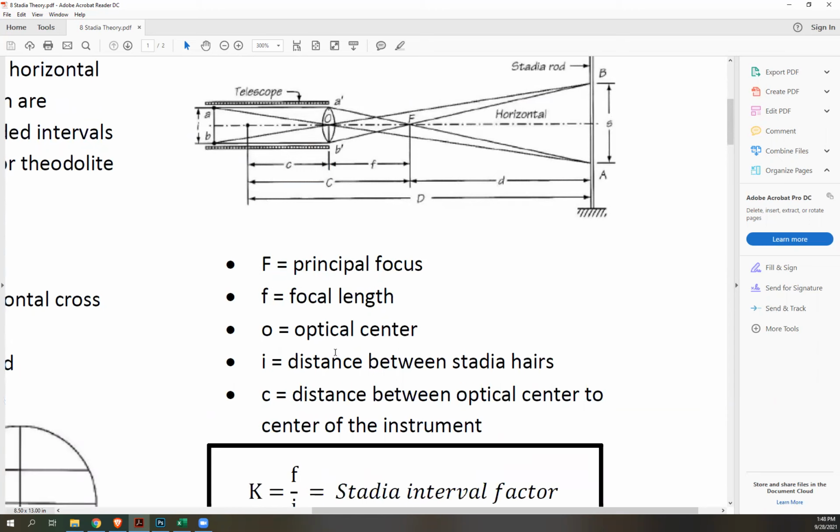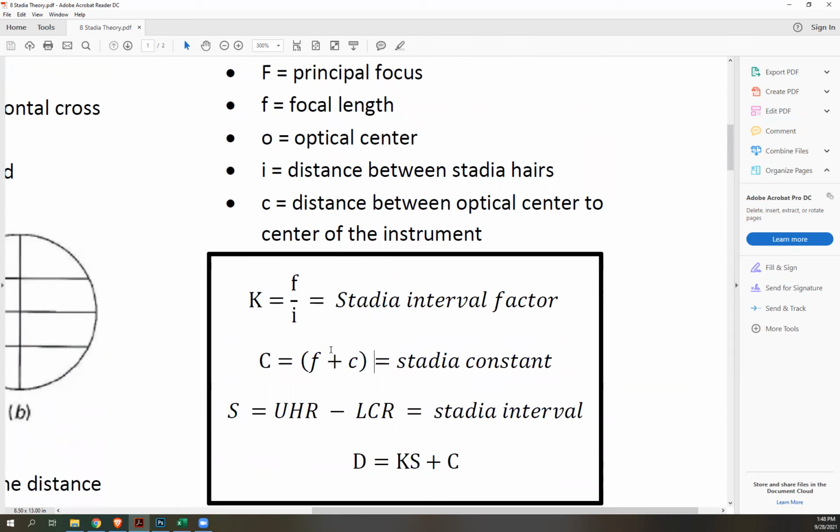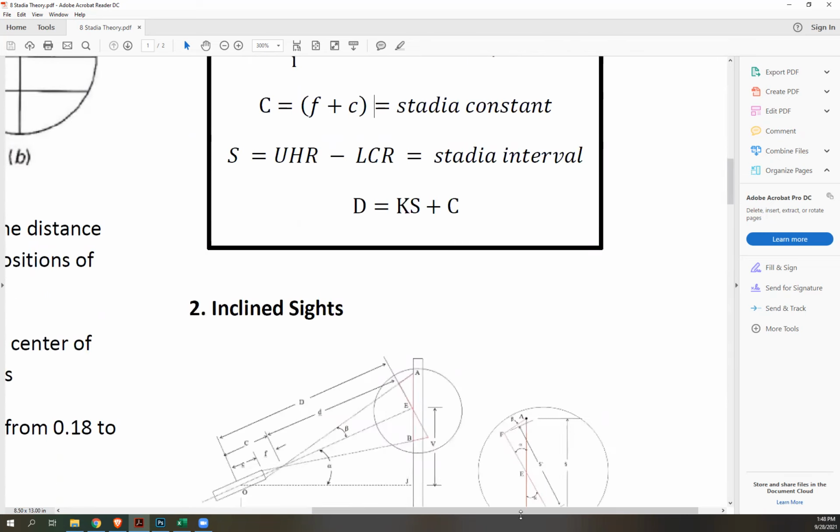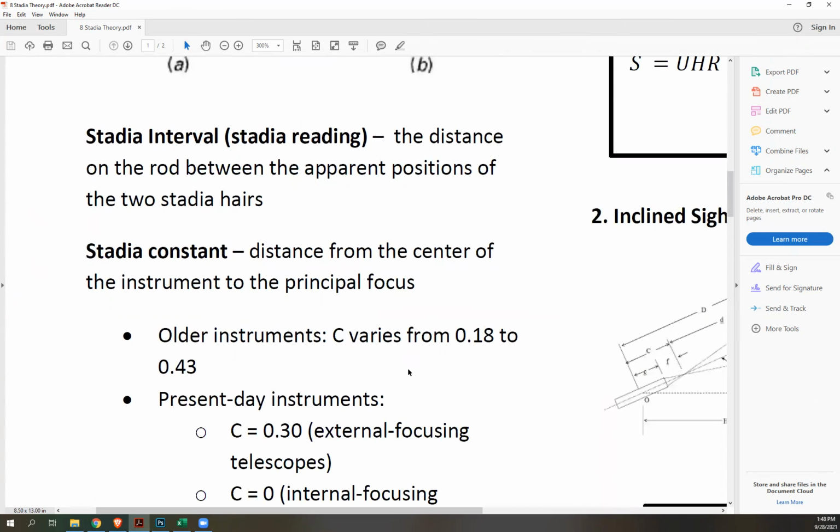These are the equations that we need. K, which is your Stadia interval factor, is equal to f over i. And let's look at the definition again for the Stadia interval factor.